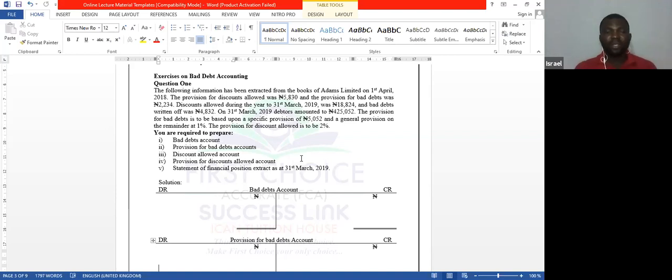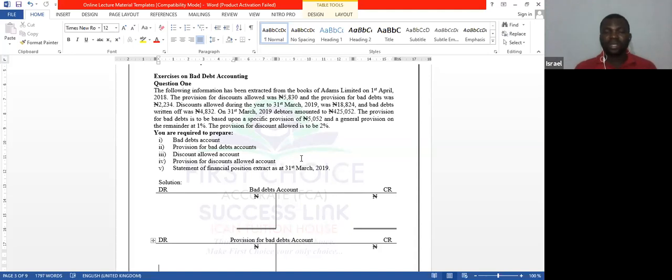On 31st March 2019, the debtors amounted to 425,052 naira. The provision for bad debt is to be based upon a specific provision of 5,052 naira and a general provision on the remainder at 1%. The provision for discount allowed is to be 2%. You are required to prepare: 1, bad debt account; 2, provision for bad debt account; 3, discount allowed account; 4, provision for discount allowed account; 5, statement of financial position extract as at 31st March 2019. So we are expected to prepare these five ledgers.